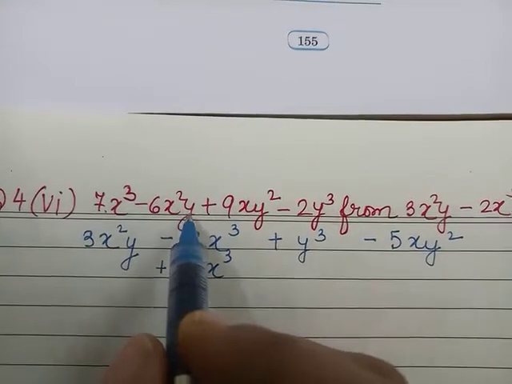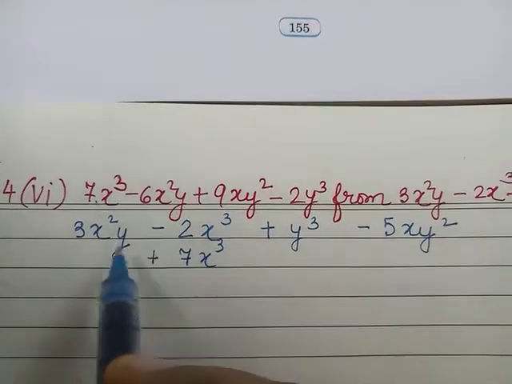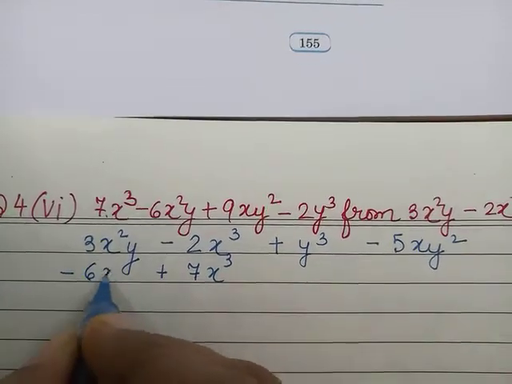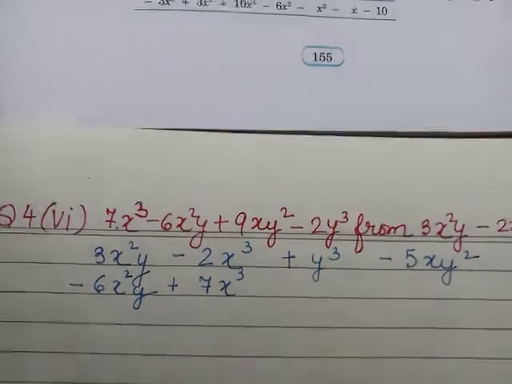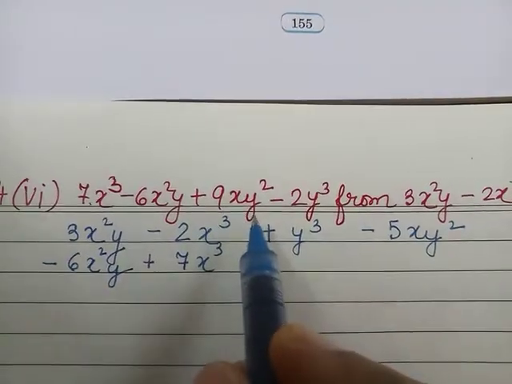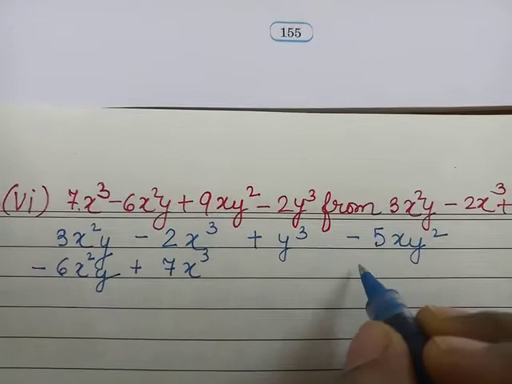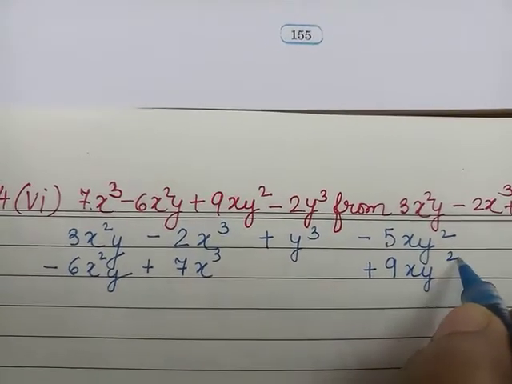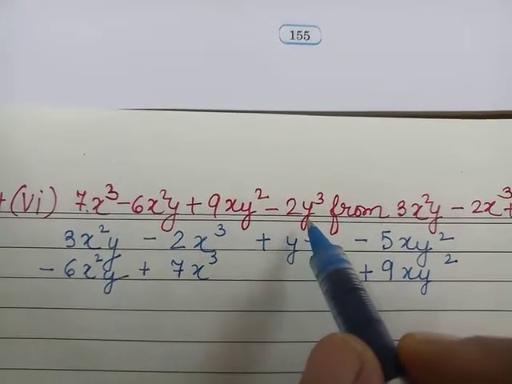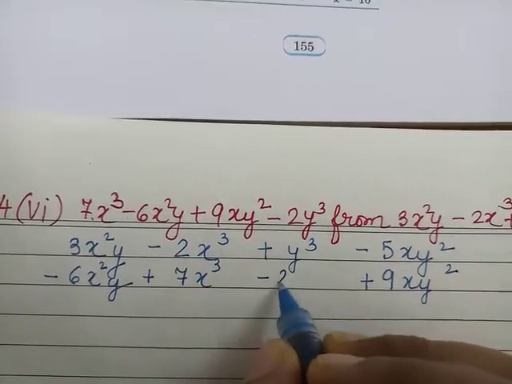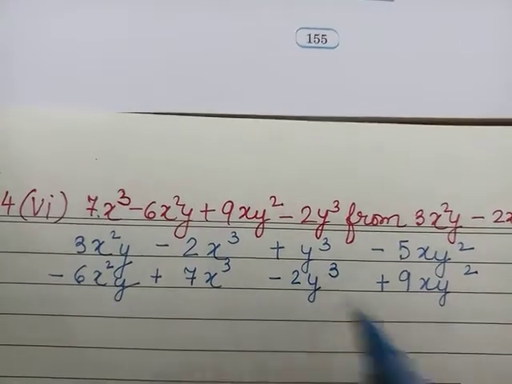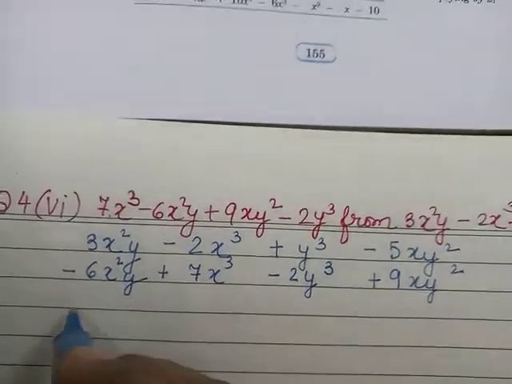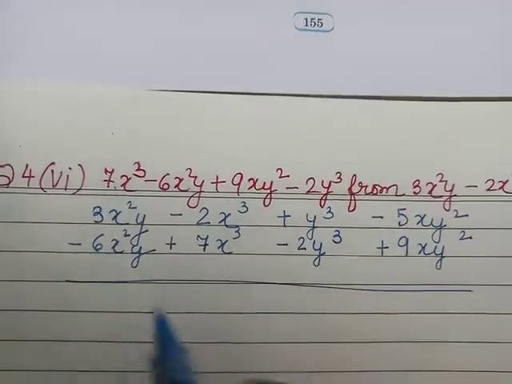Then we have minus 6x square y. Where is the x square y term? This is the x square y term. So we write minus 6x square under the x square y term. Then we have plus 9xy square. So I write it in the last, that is plus 9xy square. And then last we have minus 2y cube. So I write minus 2y cube. So we have written the like terms under the like terms accordingly.